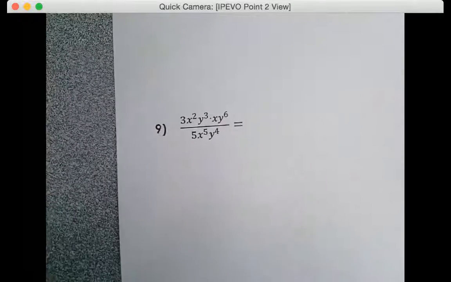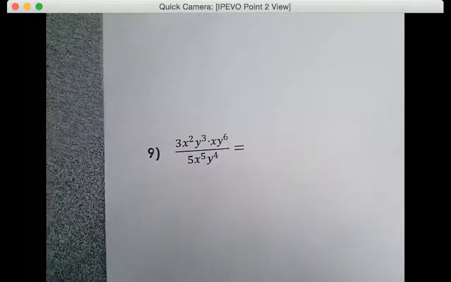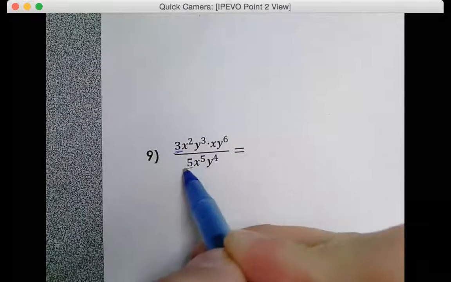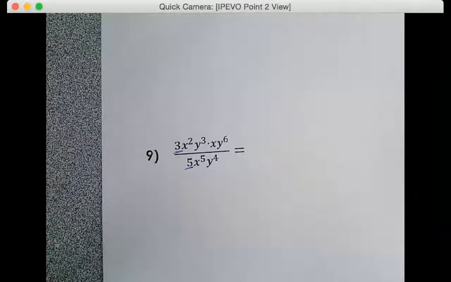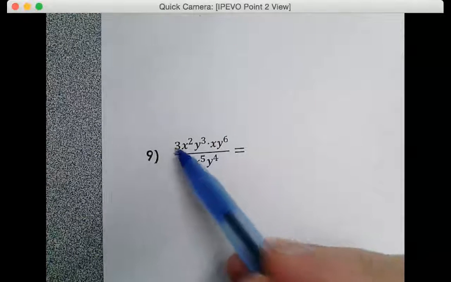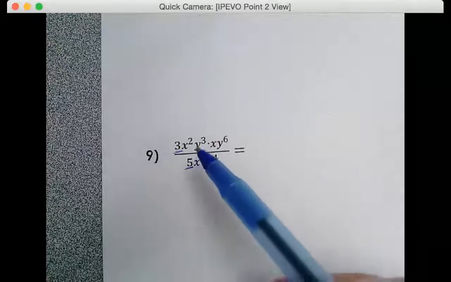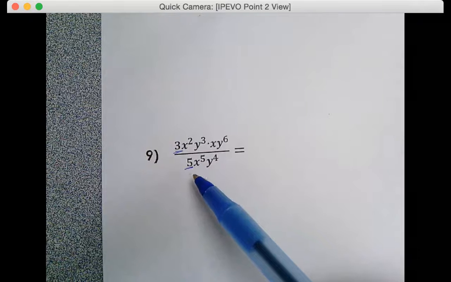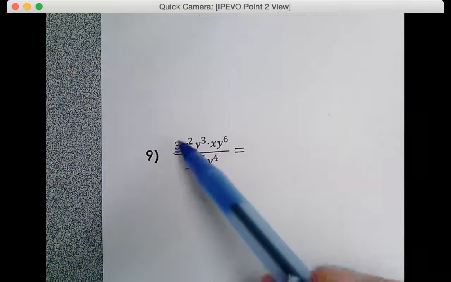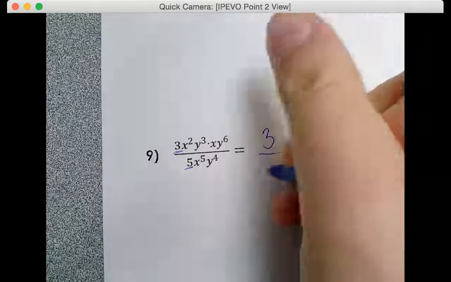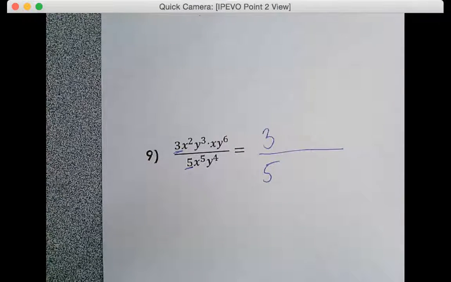All right, last problem, number 9. We want to look at these coefficients first. Okay, so we have this big 3 and this big 5. We can't combine these just because we don't know what 3 divided by 5 is. Okay, it's a messy number. If it said something like 10 divided by 5, we know what that is. But these can't be reduced anymore. So we'll just leave the 3 on top, leave the 5 on bottom. Sometimes they don't divide into each other.